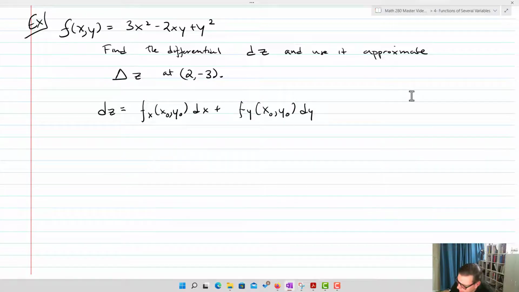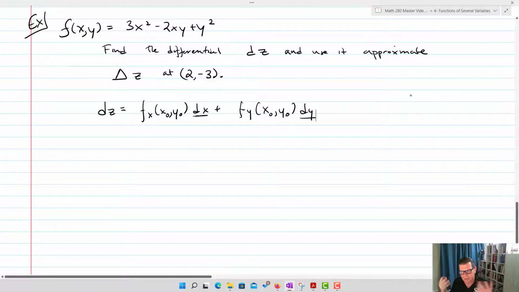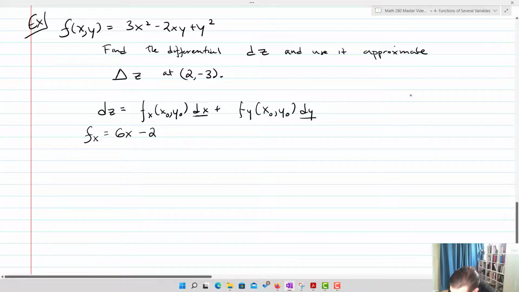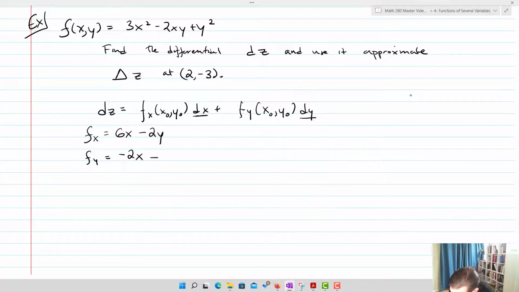For the moment, we're going to have dx and dy. In our differential, we're just going to keep them as dx and dy, and that's how we write out a differential. dz also remains the same. We first want to start with fx at x naught and y naught, so we're going to find fx. fx is going to equal 6x minus 2y. And fy is going to equal negative 2x plus 2y.